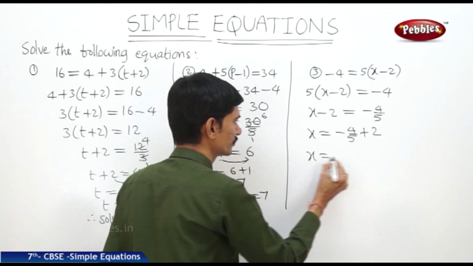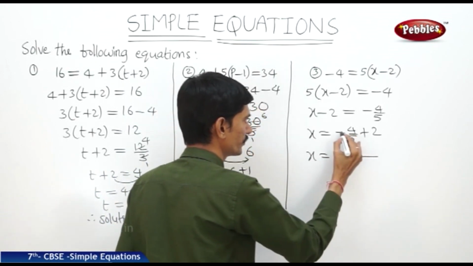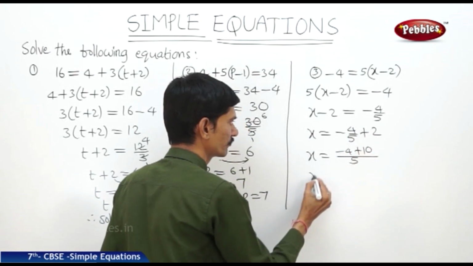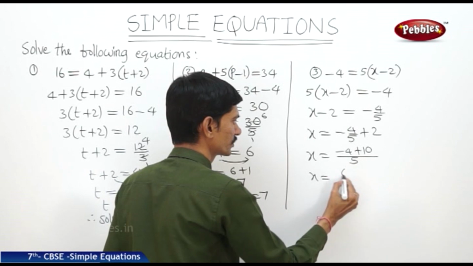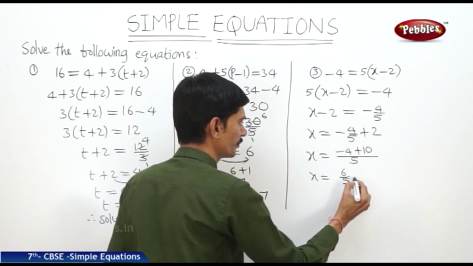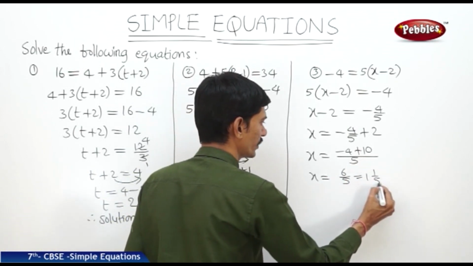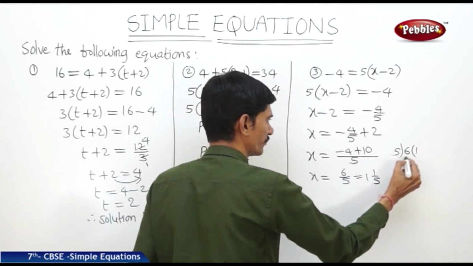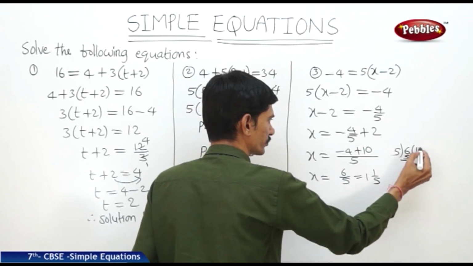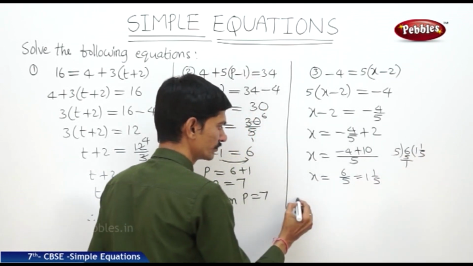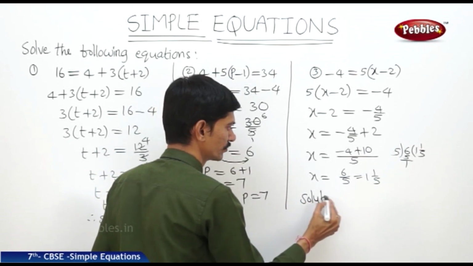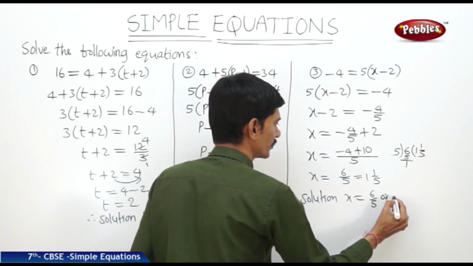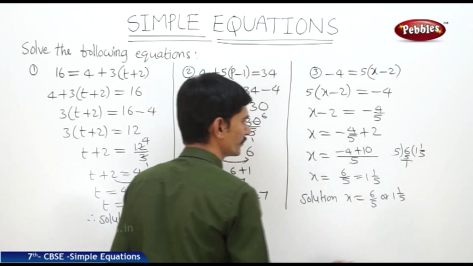So then x equals, the LCM is 5. So here we can write minus 4 plus 5 2s are 10. So then x equals 10 minus 4, 6 divided by 5. So this can be written as 1 by 5. When you divide 6 by 5, we get 5 1s are 5, the remainder is 1. So 1 by 5. So solution is x equals 6 by 5 or 1 by 5.